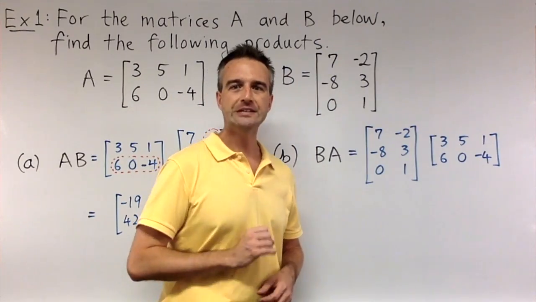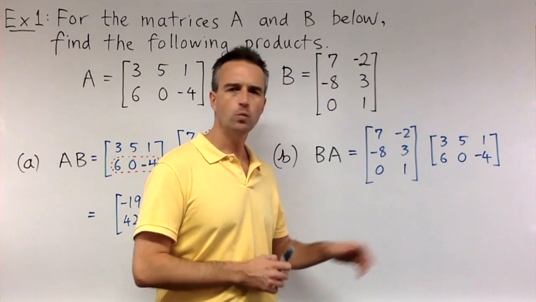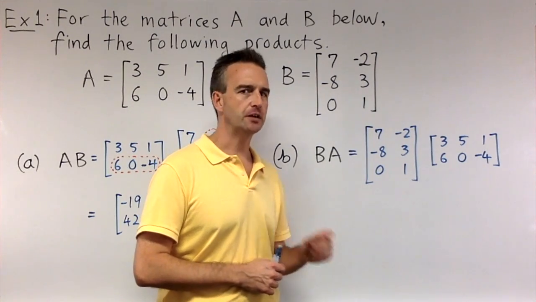So the matrix B times the matrix A, we've got it written out. Let's give this a try. What will be the order of the matrix B times A?